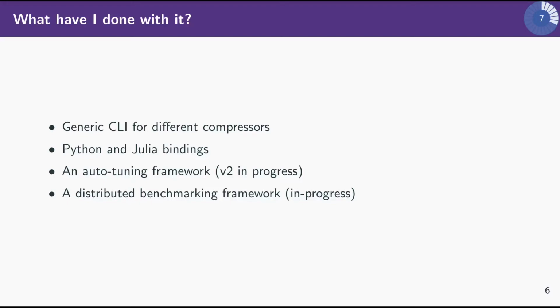So what have I done with this? I've used it to write a generic command line interface that works for all of the different error-bounded lossy compressors, as well as the other ones supported by it. I've written language bindings for both Python and Julia. I've written an automatic tuning framework, which has been published in IPDPS, or will be in May. I'm also working on a second revision of that with some pretty substantial performance improvements. I've also written a distributed benchmarking framework, which allows you to run a bunch of experiments compressing and decompressing files and spread that work over a cluster like Palmetto using MPI.